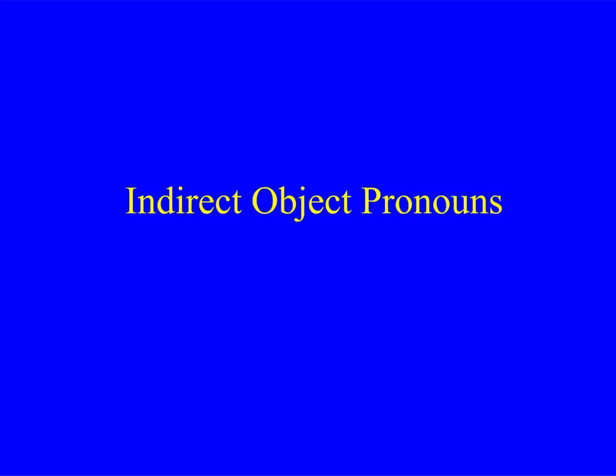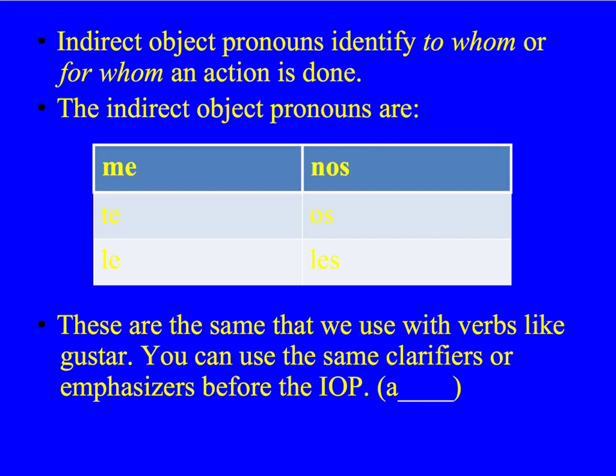Alright, chicos, time to go on to a few more object pronouns. Today you're going to learn about indirect object pronouns. Indirect object pronouns identify to whom or for whom an action is done, which means they are people.